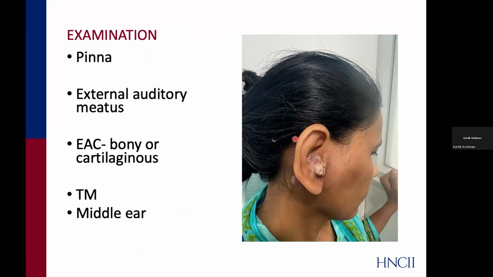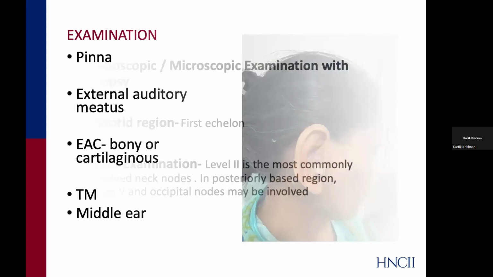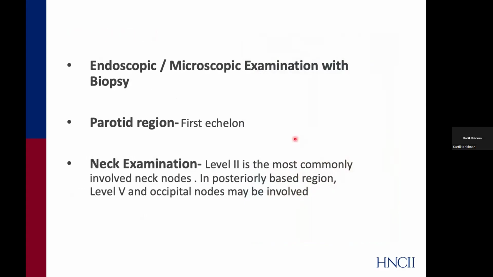Note the involvement of the tympanic membrane. In tumors which are further in, like in the middle ear, you can see some redness or fluid inside the middle ear, or even a pulsatile mass in primary middle ear tumors. Endoscopic or microscopic examination is mandatory to understand the entire extent of the tumor. Along with this examination, you can also do a biopsy to confirm your histological diagnosis. This is very important for further management and treatment planning.